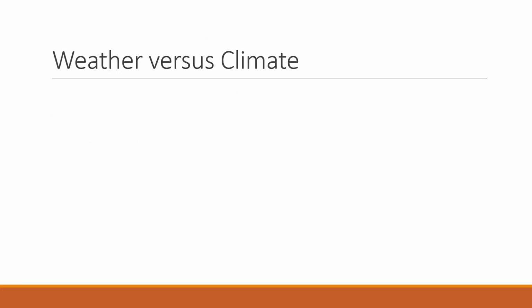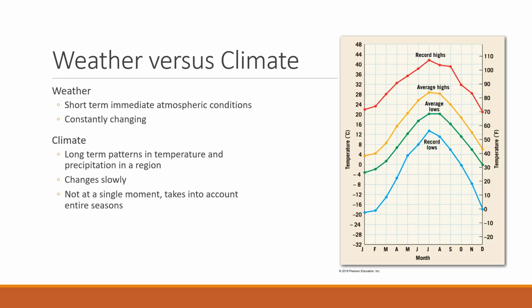So weather versus climate, what are the differences in these two topics? They both talk about the atmospheric conditions. The difference is the scale. So weather is going to be the short-term, immediate atmospheric conditions in one spot. It is constantly changing. We see that around here all the time, that we might have snow in the morning and then it's nice and sunny and warm in the afternoon.